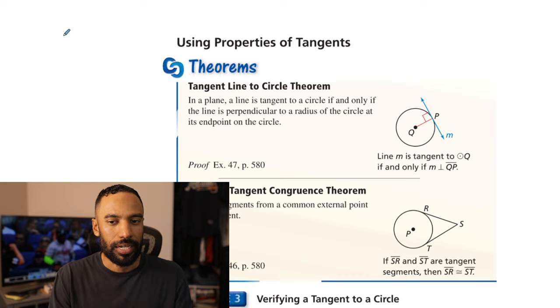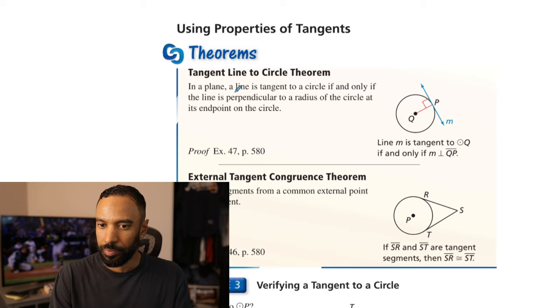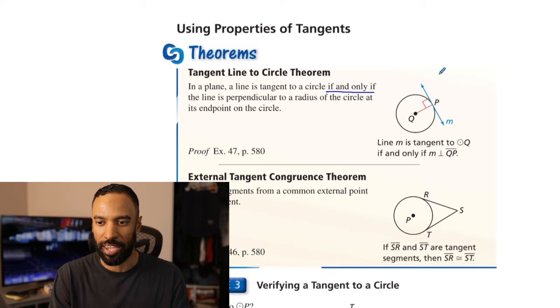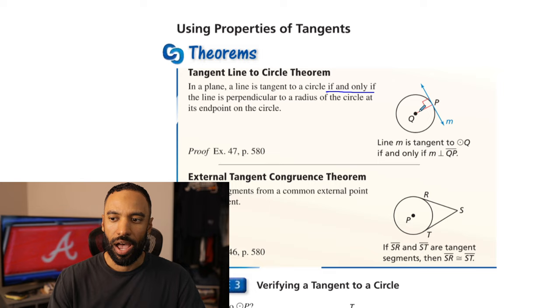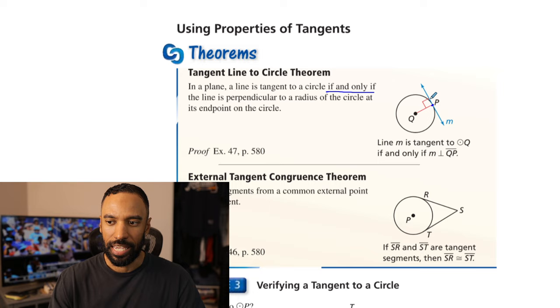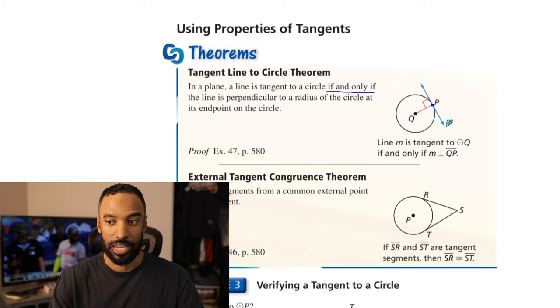Let's look at some theorems. Tangent line to a circle theorem. This is a big one. In a plane, a line is tangent to a circle if and only if, and if and only if means it's biconditional, the line is perpendicular to a radius of the circle at its endpoint on the circle. So I have a radius here, QP, from Q to P, right? That's a radius. And the perpendicular line to that radius that intersects with the radius at that point is a tangent line. That's what they're telling you.